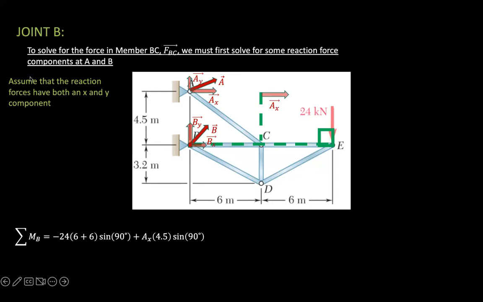So basically the line of action is if we draw this force out over here, and then we note that our distance to B is 4.5. So that is using the line of action. This is the line of action. And that is equal to 0.